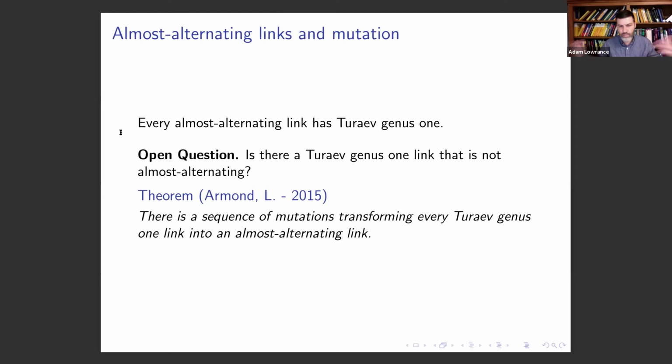I'll prove this theorem in just a second, but let's think about this before we do the proof. If you have some candidate link that you think is Turaev genus 1 and is not almost alternating, at least in my mind, what you need to prove that it's not almost alternating is clearly some invariant that can tell the difference between almost alternating and Turaev genus 1. And what this theorem says is that that invariant also needs to be able to detect mutations. So if the invariant doesn't detect mutations, then you're never going to be able to tell the difference between Turaev genus 1 and almost alternating.